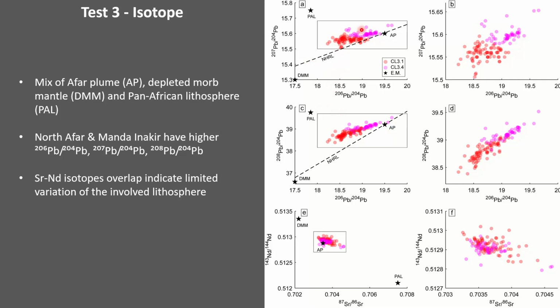In particular, in the lead isotope, we can observe that cluster number 4, so northern Afar and part of the Mandahinakir, have higher lead isotope, all of them, so 206, 7, and 8, which can be explained by an increase of the Afar plume or an increase of the Pan-African lithosphere. However, in the strontium versus neodymium graph, we observe no distinction between the two clusters, which suggests that there is no significant variation in the Pan-African lithosphere component during the partial melting, and therefore we suggest that this variation in the lead is due to a greater contribution of the Afar plume in the northern Afar.